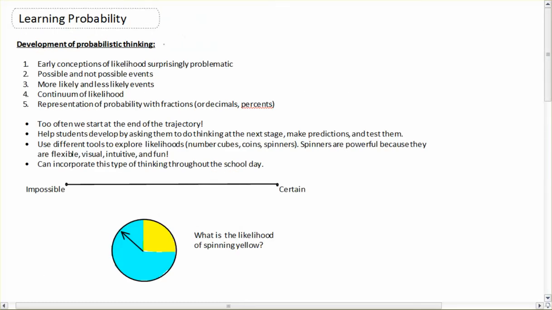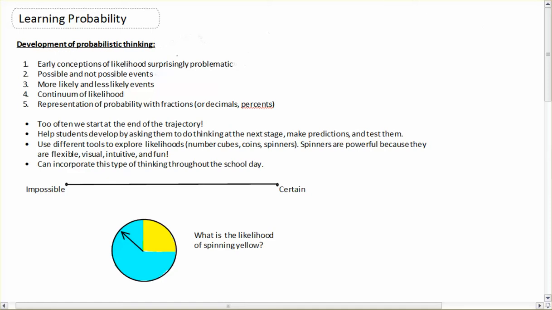Students tend to learn about probability along a trajectory, and at the beginning, their early conceptions of likelihood are surprisingly problematic. If you ask young students, preschool or kindergarten students, questions about the likelihood of things happening, you'll get some pretty surprising answers, a lot of conflicting ideas, and not a clear sense about how to judge those things at all. As students begin to develop ideas, the first thing they tend to think about and be able to understand is whether events are possible or not possible.